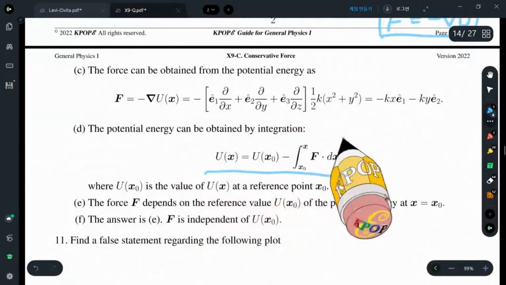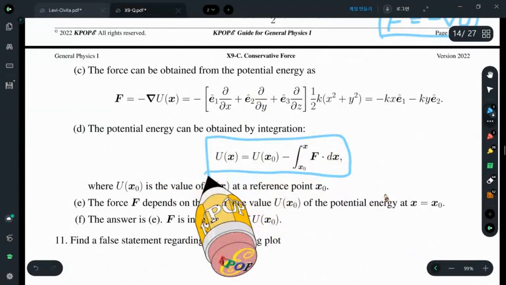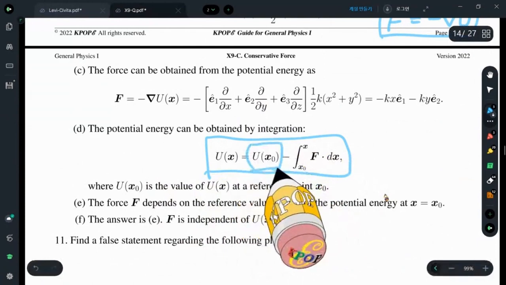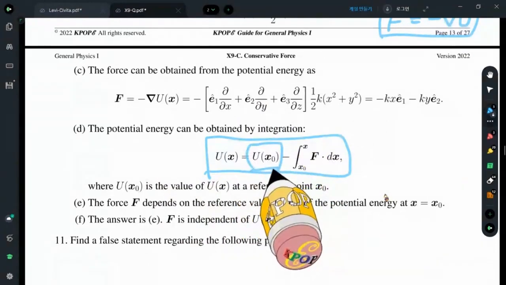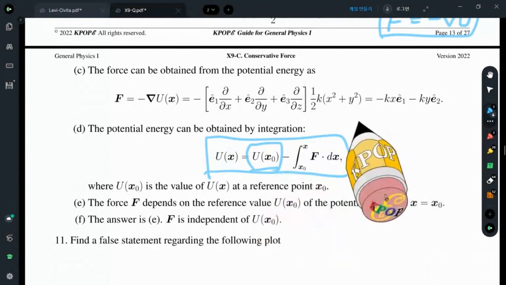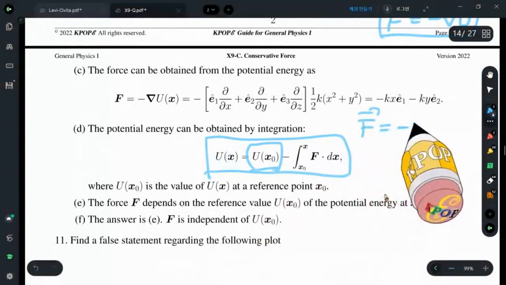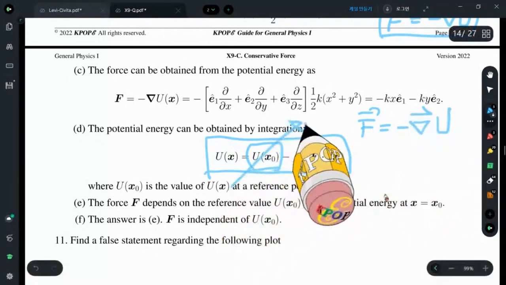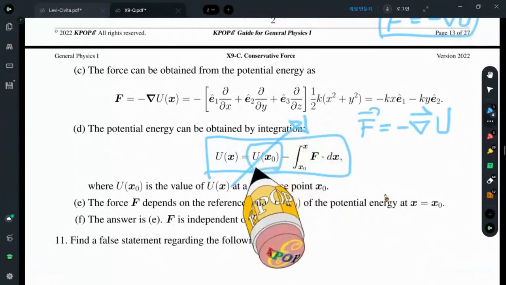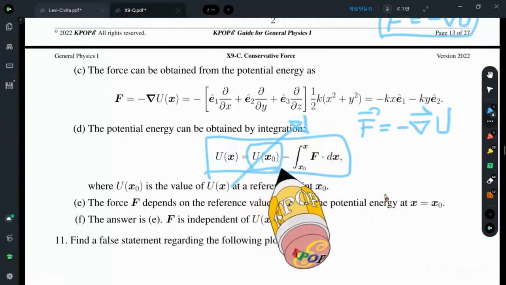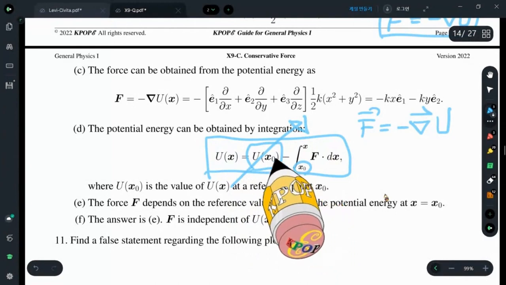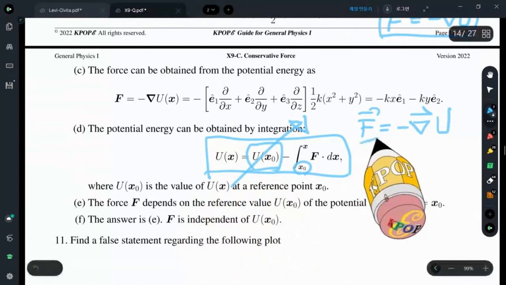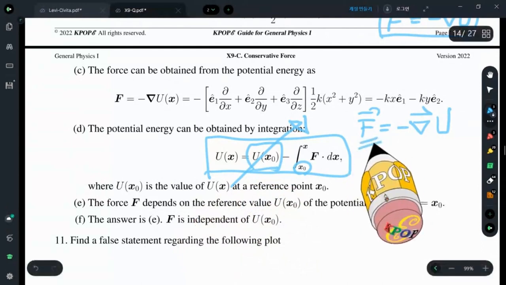So once you know the potential energy, then you can write it in such a manner. Here, this is a constant, and it does not contribute to the force at all, because the force is minus the gradient of potential energy, and this derivative kills this constant term. So the reference value at a certain point for the potential energy doesn't contribute to the actual force.